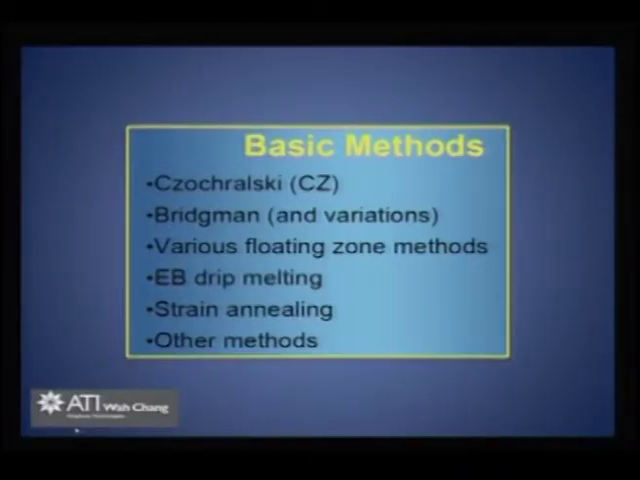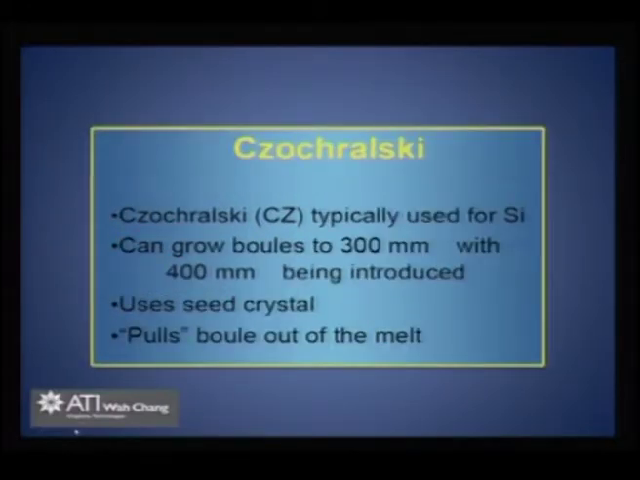So the basic methods that we are talking about are the Czochralski method, the Bridgman method, the floating zone method, and we also have other methods which are a combination of two. We will shortly see those. What is this Czochralski method? This is the most industrially used method because you can get very high quality crystals, especially for silicon, and even till now it is a sustained process because the use of silicon is very important.